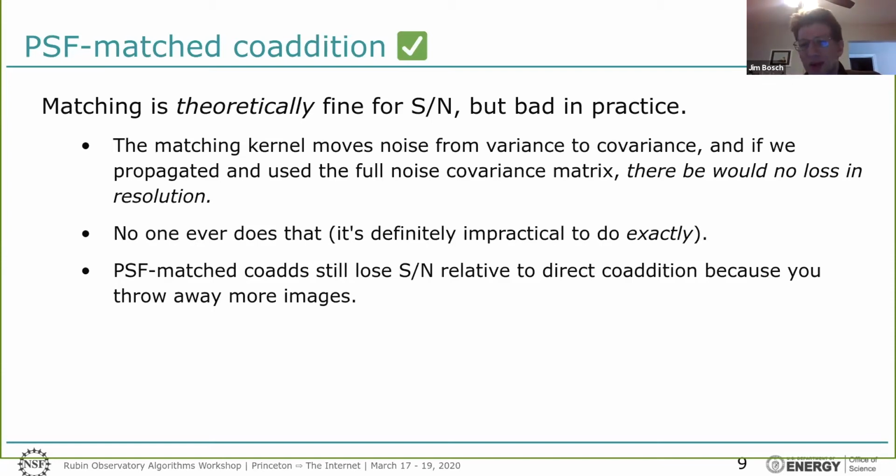Now that's mostly an academic point because it's pretty much impractical to track the full noise correlations. Maybe it's interesting to consider whether you could track some of them and whether that'd be good enough. But I think for the most part, you use PSF-matched coadds in places where you don't care about high signal to noise because they have other advantages. And even if you did track all the correlated noise, you'd still lose a little bit of signal to noise because you have to throw away the worst images. They wouldn't contribute very much to begin with, but you do have to throw them away.